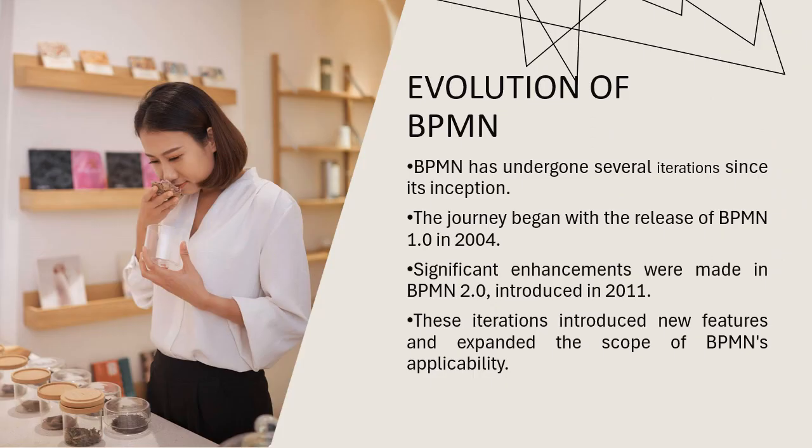So we head on to slide number 5. This slide talks about the evolution of BPM. The evolution of BPM showcases its continual adaptation to meet the evolving needs of business process management. So starting with its inception in 2004 with the BPMN 1.0 version, significant strides were made with the introduction of BPMN 2.0 in 2011. These iterations brought forth a host of new features, enhancing clarity and expanding BPMN's applicability across various industries and domains.